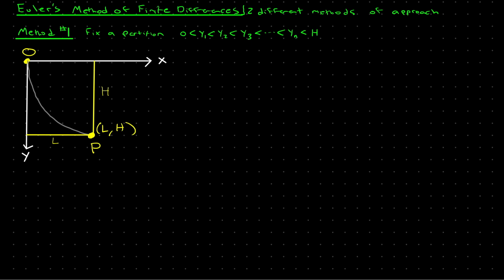So for the first method of finite differences, what we're going to do is fix a partition along the y-axis. So we're going to fix a whole bunch of y values between 0 and h. I'll call these y values y1, y2, y3, all the way up to yn. And graphically speaking, this looks like the following. It's going to look like y1, y2, y3, all the way up to yn. So we have n different fixed constant y values.